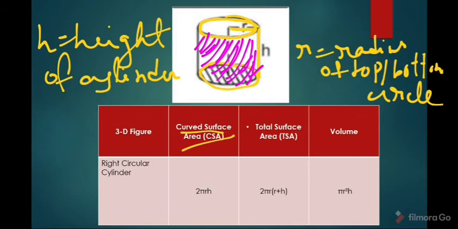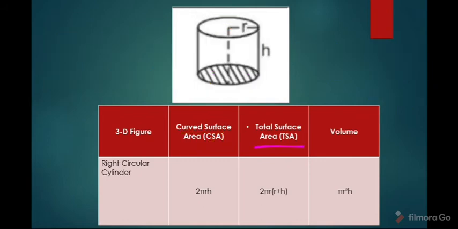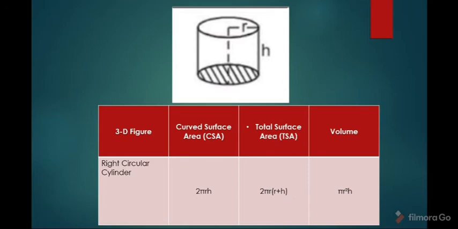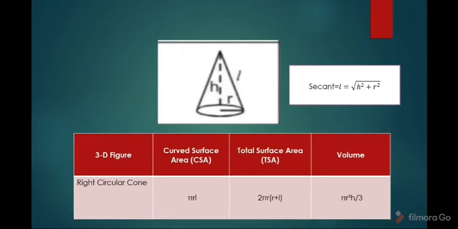Now the total surface area means the area of the whole cylinder along with the top face and bottom face. It will be 2 pi r into (r plus h). And I told you volume means the capacity of this figure. The capacity is pi r square h, where r is the radius of the circle and h is the height of the cylinder.